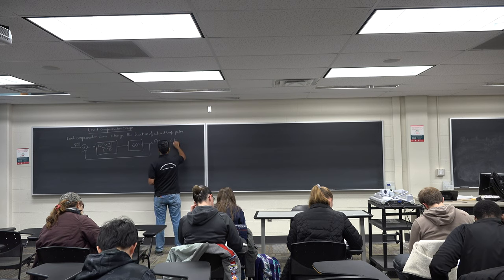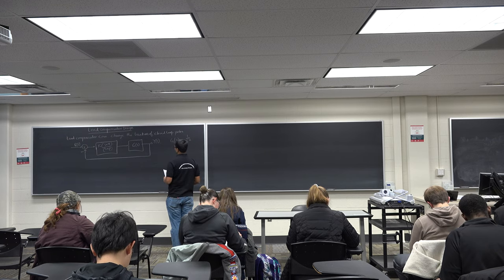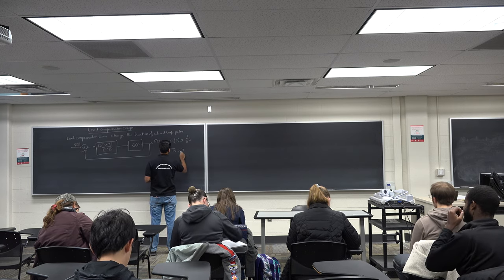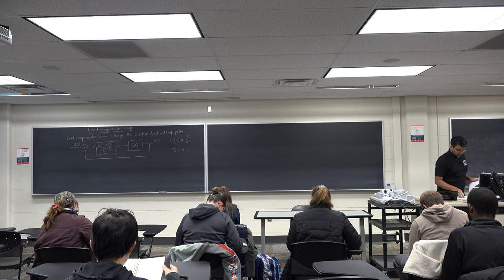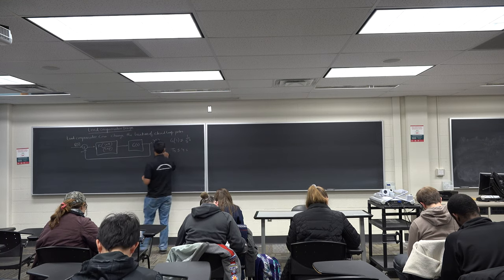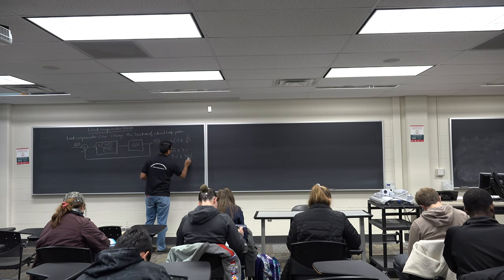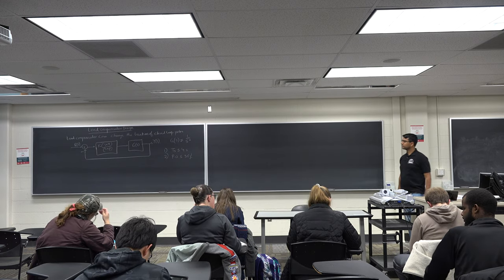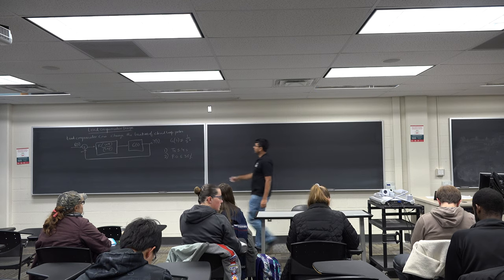My G of S is 1 over S square. And what else? I need the following specifications to be satisfied. Settling time less than 4 seconds. And percent overshoot less than 35%. Okay. So this particular system has a double pole at the origin.